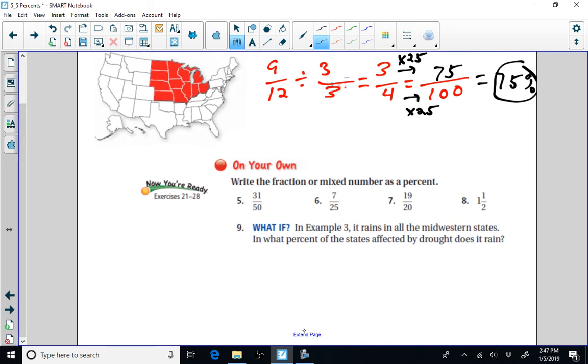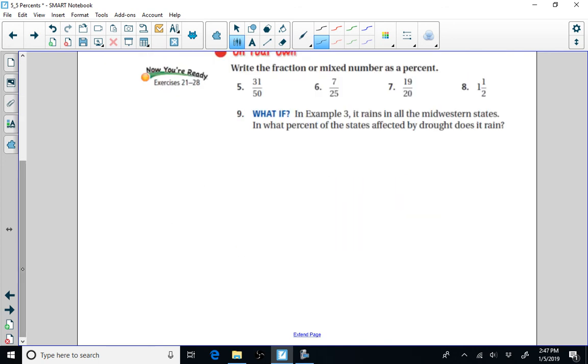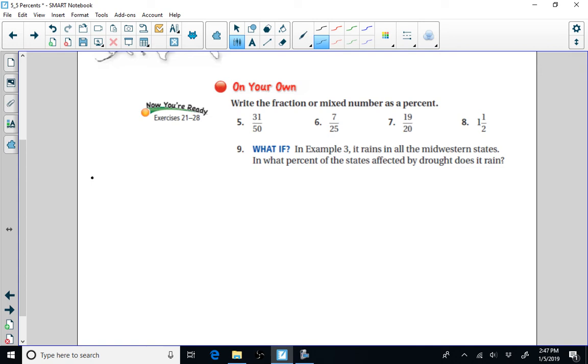Okay, we have a few problems here, the on your own problems. Right? We'll give them a shot. Do problem 5 over here. 31 over 50. I want to make an equivalent ratio with a denominator of 100. Right. This would be times 2 to go from 50 to 100. So I multiply the numerator times 2. 31 times 2 is going to be 62. 62 over 100 is the same as 62%.